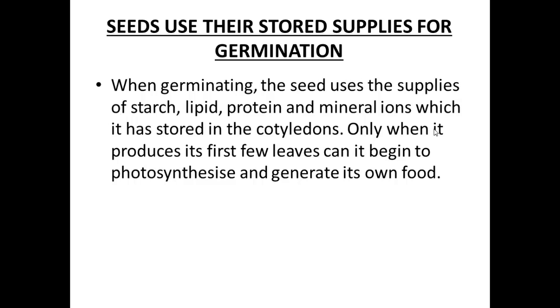Then, when germinating, the seed uses the supplies of starch and lipid and protein and mineral ions which it has stored up in the cotyledons, which it has been gifted by its parent plant. And then it produces its first few leaves, photosynthesizes by itself, and generates its own food.